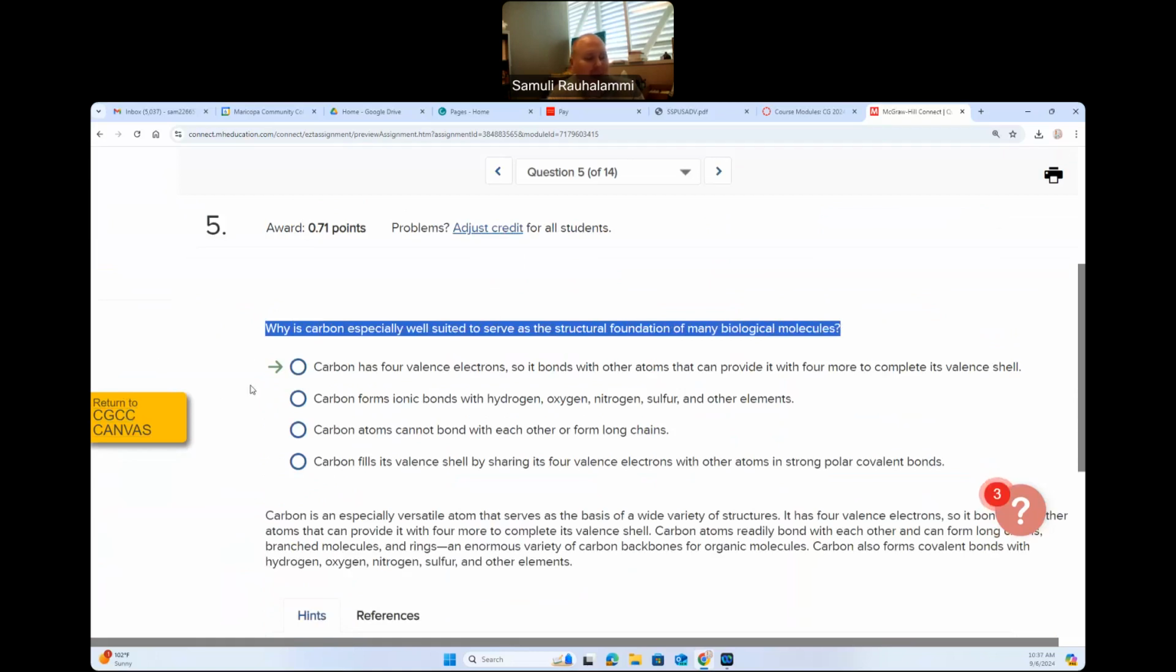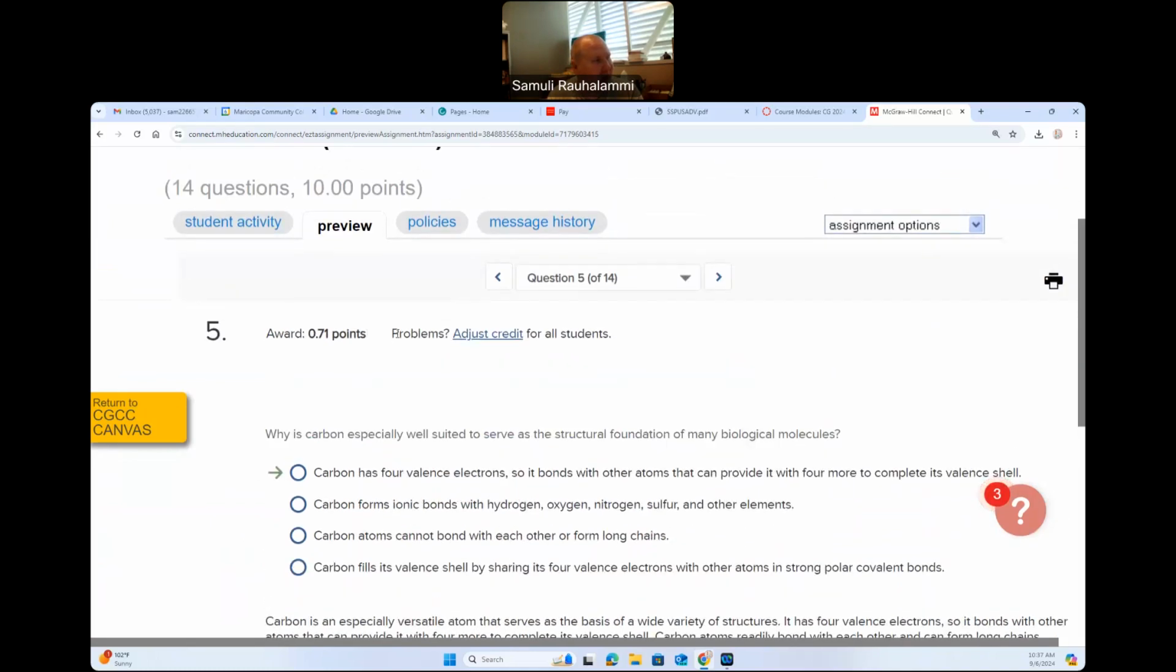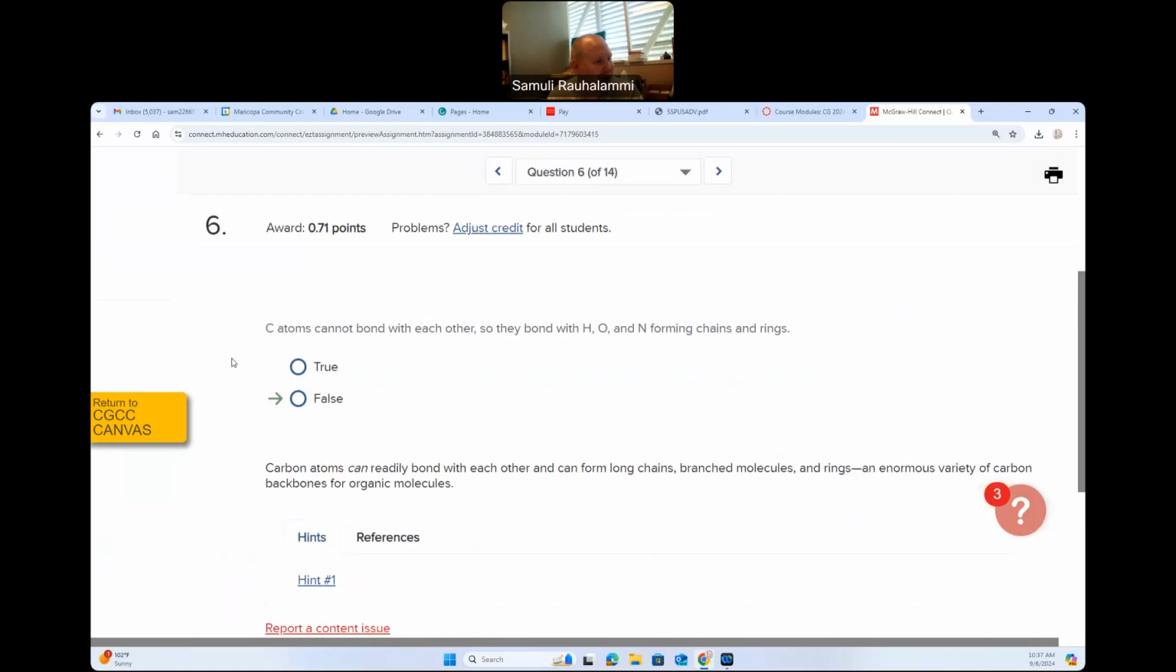And we see that out of the options that you're being presented, the most correct option would be that carbon has 4 valence electrons, so it bonds with other atoms that can provide it with 4 more to complete its valence shell. So that's why carbon is an especially versatile atom, and it serves as the basis of a lot of the organic chemistry that we'll be looking at when we're talking about biology. So a really, really nice way again to focus us on what's important.